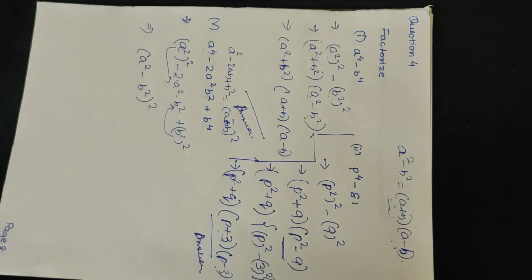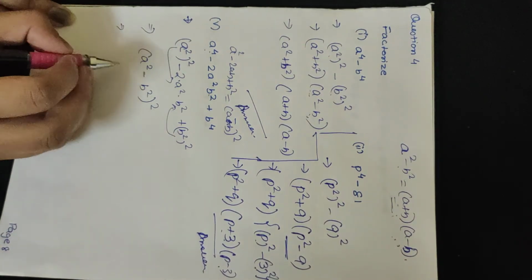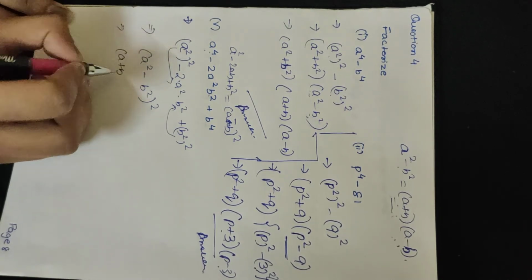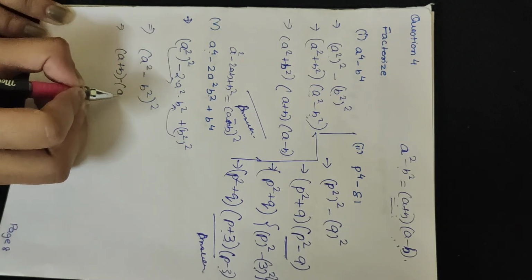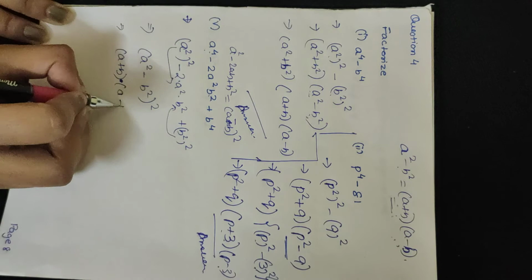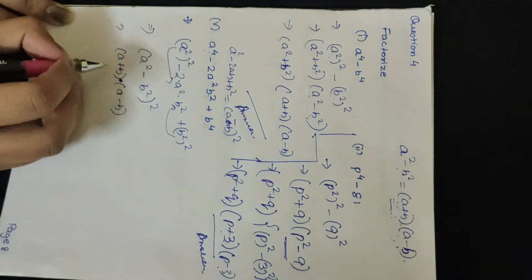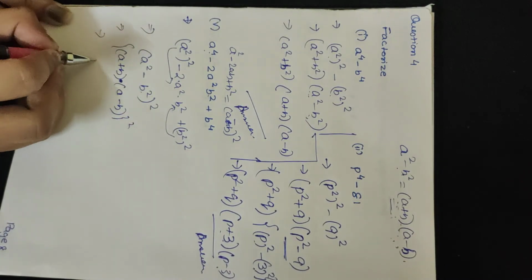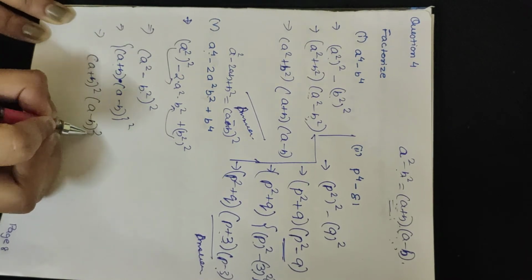So how can we break it? We can break the inner one as (a plus b)(a minus b), because this is the formula of a square minus b square, right? And this is the whole square. So it is going to be (a plus b) whole square and (a minus b) whole square. So this is our answer.